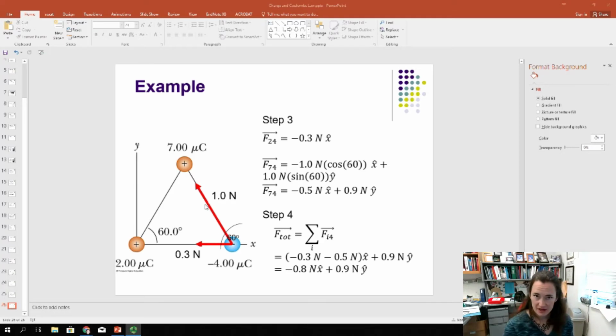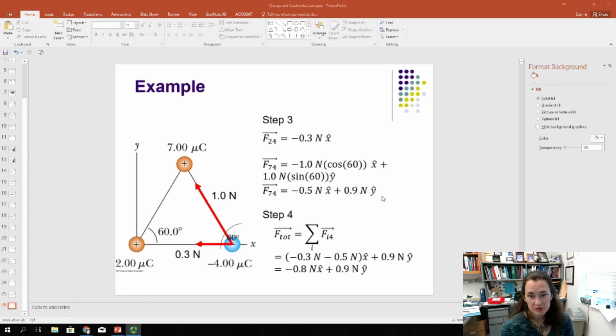You add the x to the x and the y to the y. So looking at F24 and F74, the x component of F24 is minus 0.3 newtons, and the x component of F74 is minus 0.5 newtons. So the net x component of my total force will be minus 0.3 plus minus 0.5 newtons. That gives me a net x component of minus 0.8 newtons in the x hat. So see, I did my summation component-wise.